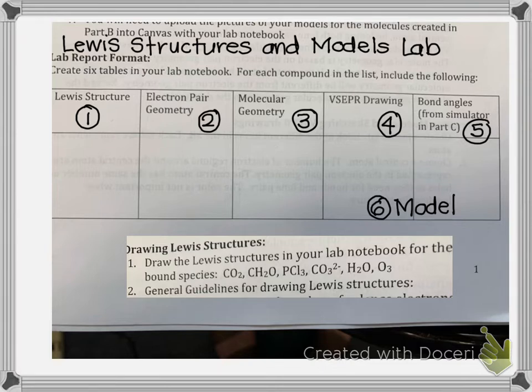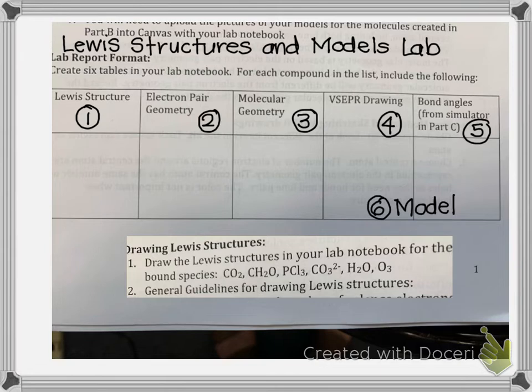Now, how the lab is written, which is where my mind started first, is that it goes through and it describes how you do the Lewis structure for all of them. And then it goes through the geometries and then the VSEPR drawing. So one way to approach completing the lab is to do each one of these sections individually. But what I would prefer to do, and it's easier for me to evaluate what you're doing, is if you do all 6 of them for one substance together.